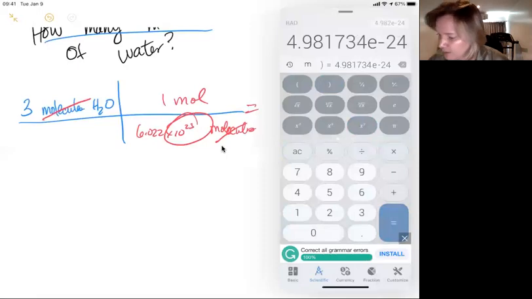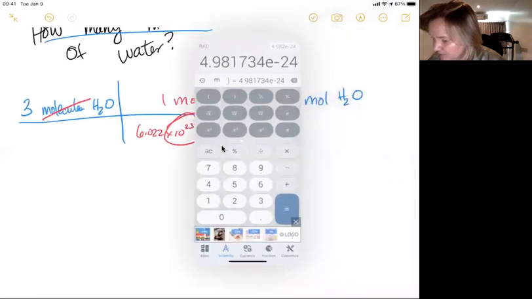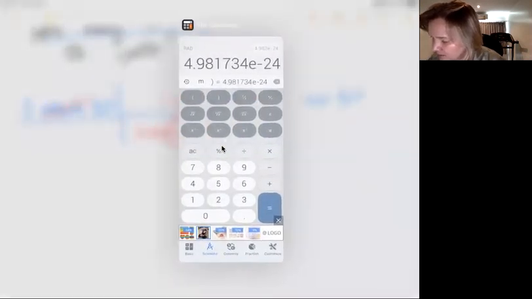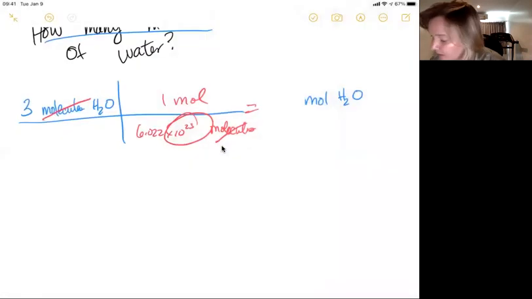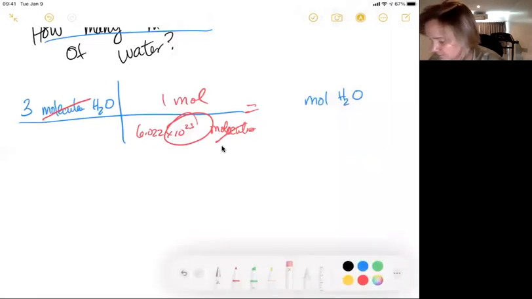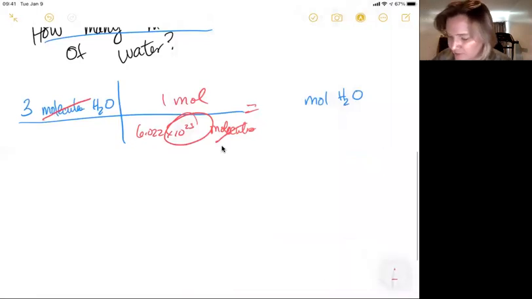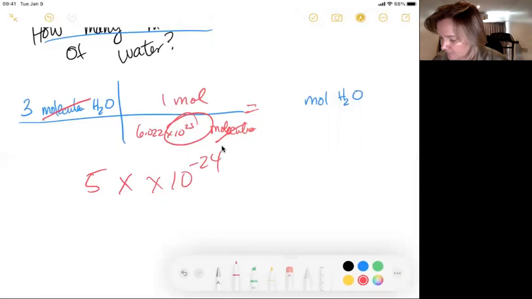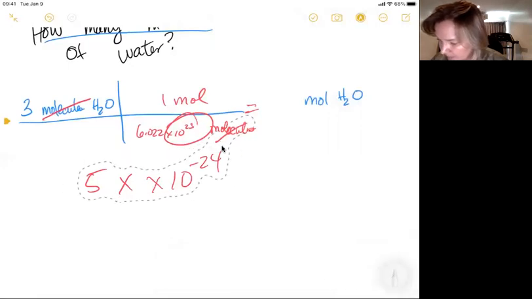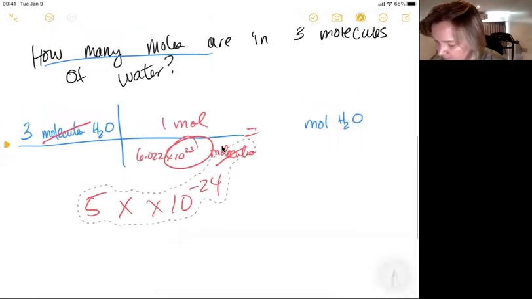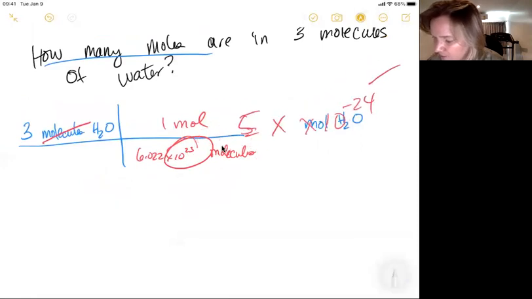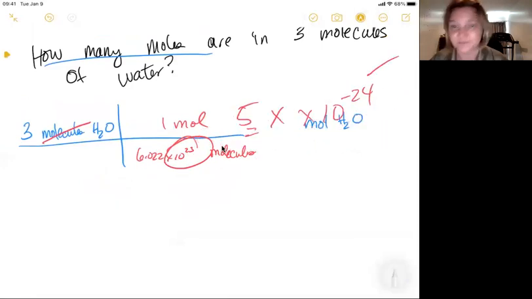Hello? Oh, because I'm on the eraser. Shoot. Can you move that? Like, no, fine. Okay, so that was 5 times 10 to the power minus 24. Can I shrink that? No, okay, fine. So that goes in there.